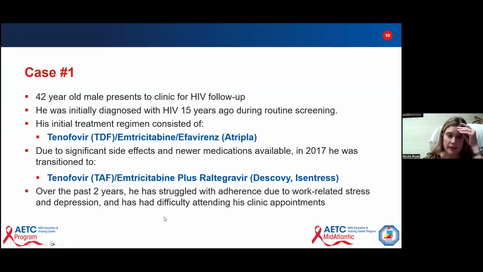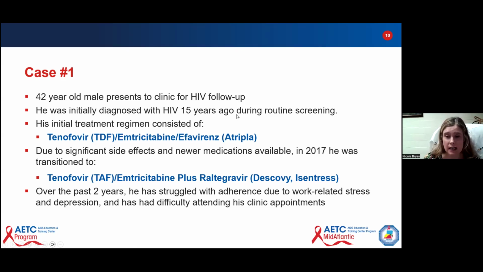All right, so the first patient is a 42-year-old male who's coming to clinic for follow-up. He was initially diagnosed with HIV about 15 years ago on routine screening. And his initial regimen consisted of tenofovir, the TDF formulation, emtricitabine, and efavirenz, which is an NNRTI, and that was co-formulated. I do have the brand names here just because sometimes people are more familiar with them. That's the brand name Atripla.